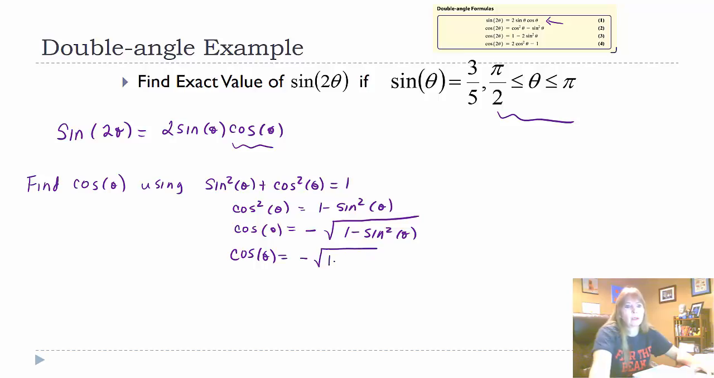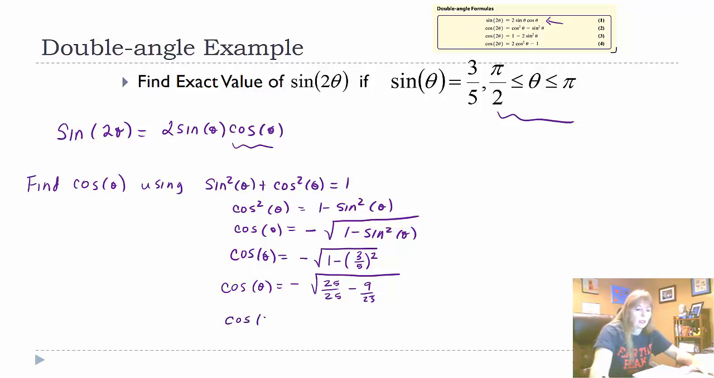Plug in my 1 minus, and my sine is 3/5, right? So cosine theta equals minus the square root of, just go ahead and turn 1 into 25 over 25, minus 9 over 25, just to get a common denominator. And that equals 16 over 25. How nice. And that becomes negative 4/5.